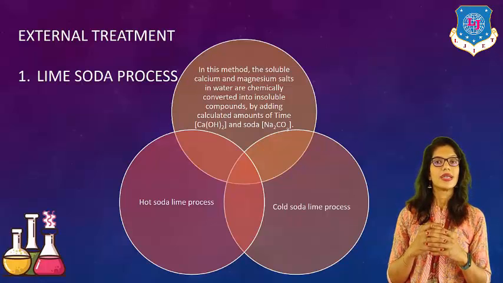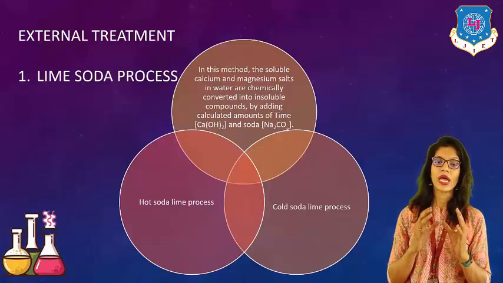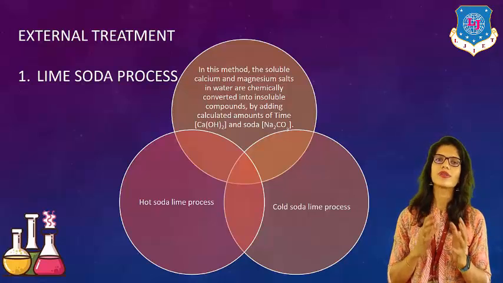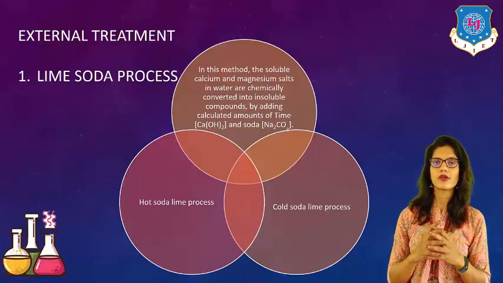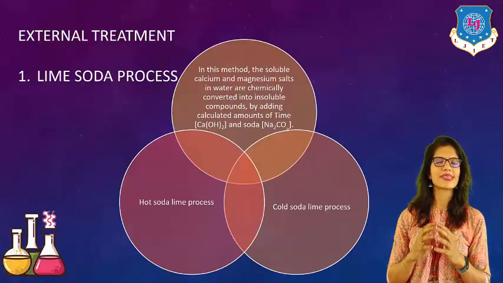Now, next and the most important one for chemical industries is external treatment or external conditioning of the water. Here, the first process that we will have is the lime soda process. In the lime soda process, the soluble calcium and magnesium salts are chemically converted into insoluble compounds by adding an amount of lime, that is Ca(OH)2, and soda, Na2CO3. Lime soda, because we use lime and soda here.